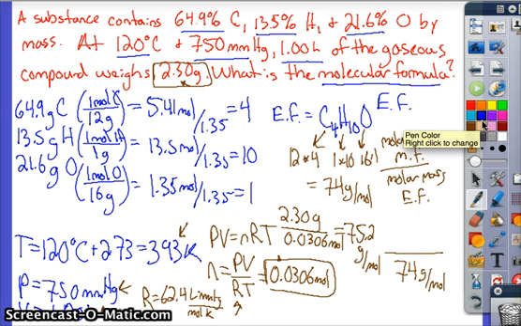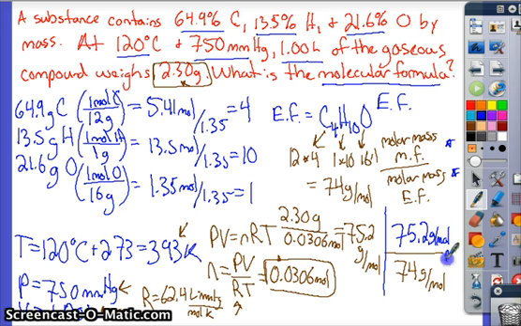Stepping back over to compare the molar mass of our molecular formula to the molar mass of our empirical formula, we would say that the molar mass of our molecular formula is roughly 75.2 grams per mole. The molar mass of the empirical formula is 74. That's approximately 1. So that means that we would take our empirical formula and multiply it by 1, and after multiplying by 1, we would have the molecular formula mass, which doesn't actually change anything.